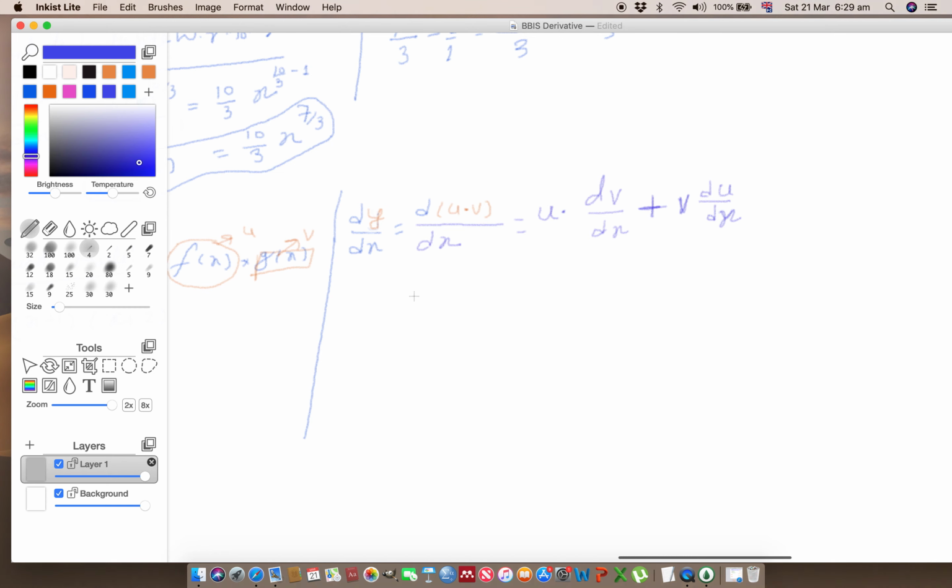Now we can use this product rule in our question number 71. It is given that f(x) is equal to (x minus 1) times (x plus 2). Okay, how can we solve this problem? Let's say x minus 1 is in terms of u, and x plus 2 is in terms of v.